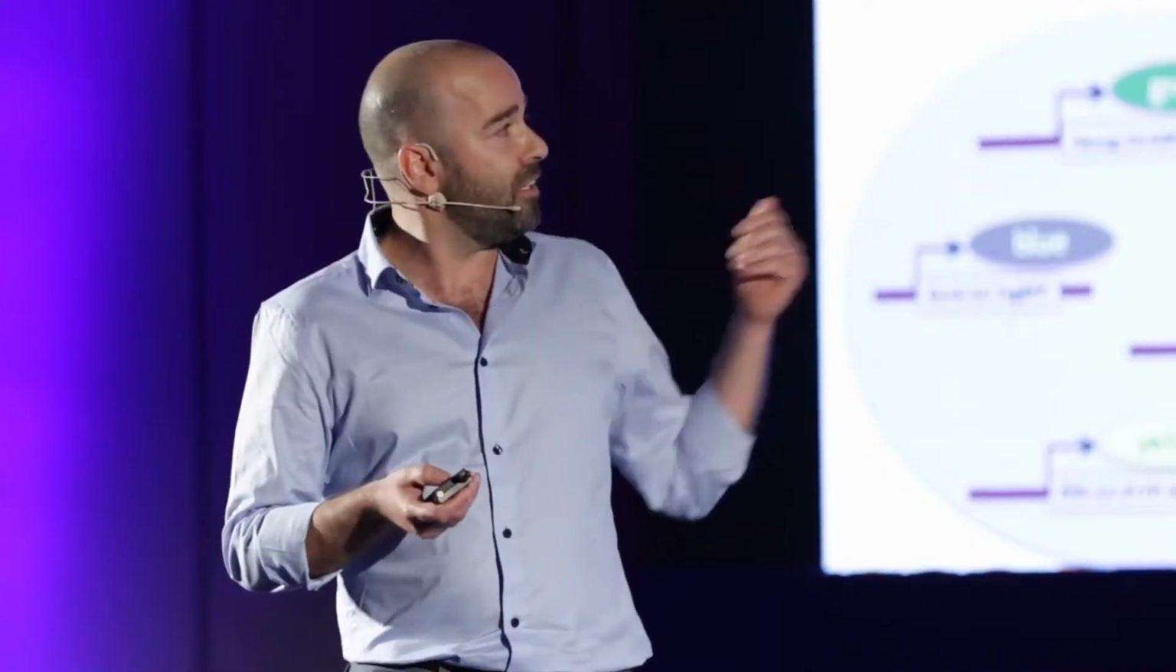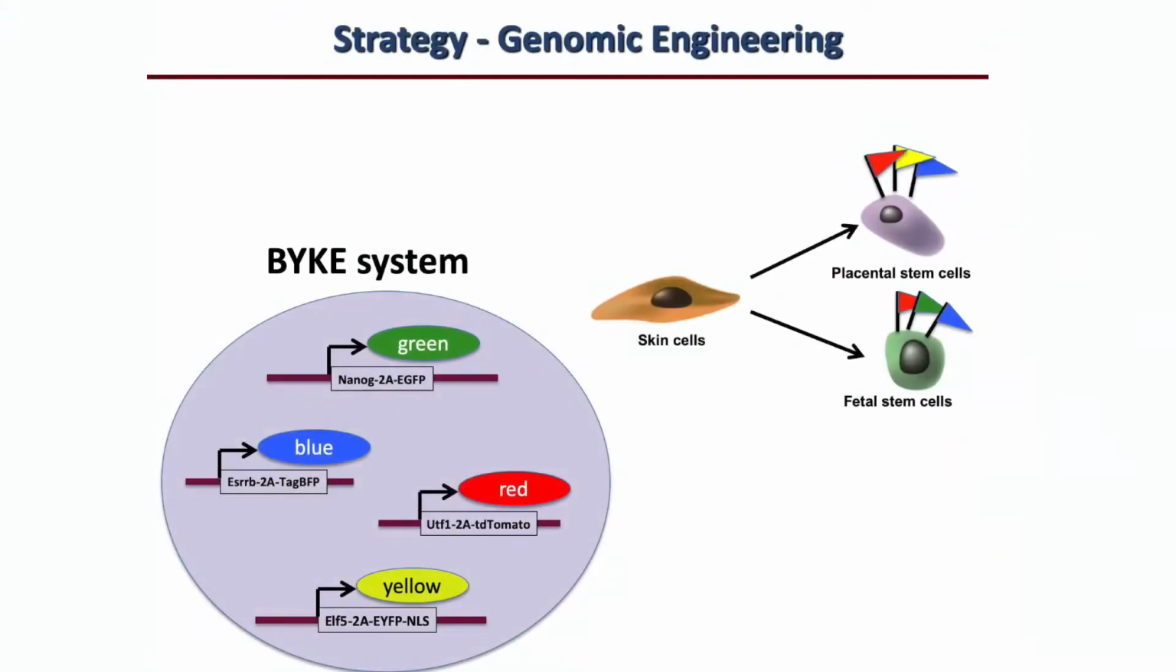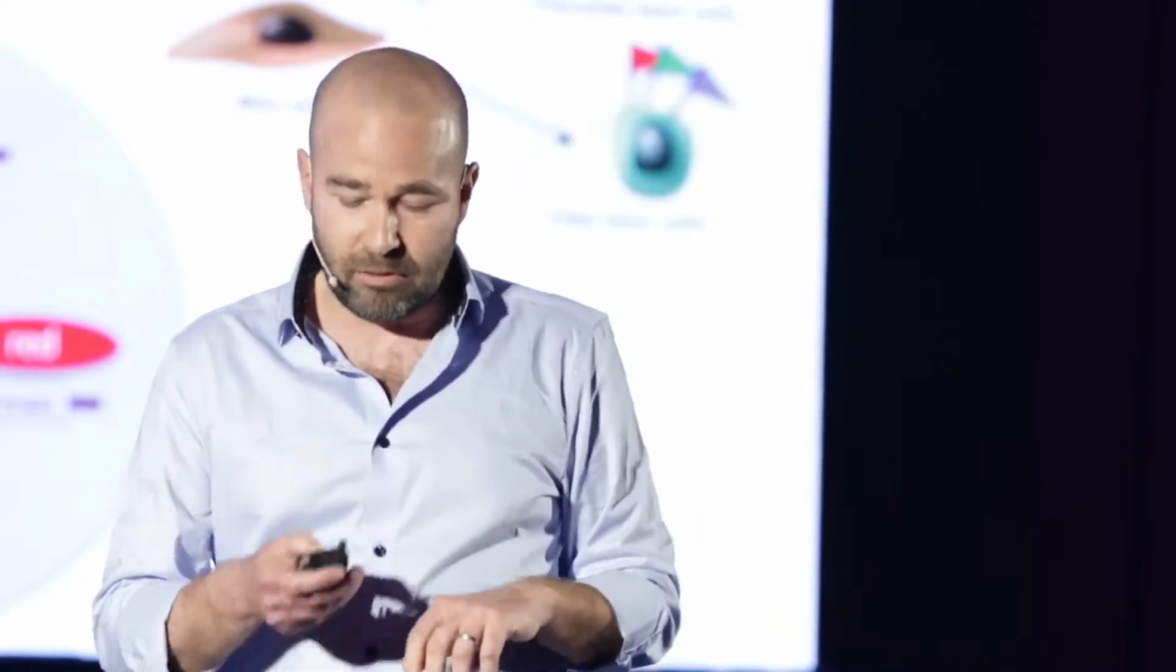So, for example, if these skin cells turn on three flags, the red, the yellow, and the blue, we know that we succeeded to convert these skin cells into placental stem cells. In contrast, if another skin cell is able to activate three different flags, the blue, the green, and the red, then we know that we have succeeded to generate the fetal stem cells.